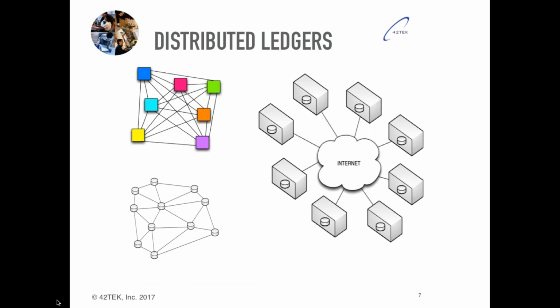Now, I like to use a slightly different way of showing a blockchain. You'll often see pictures like those on the left. The one on the right, I think, is a little more true to form, in that you have all these different computers connected together over the internet, and each one has a copy of the database.